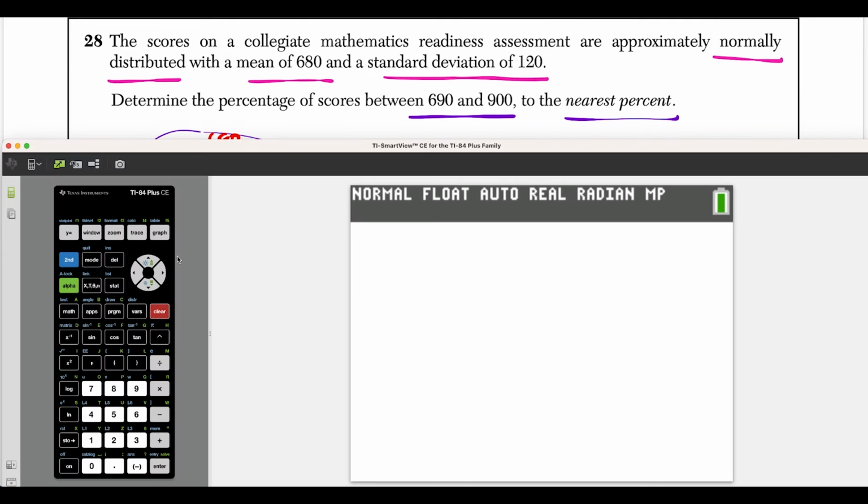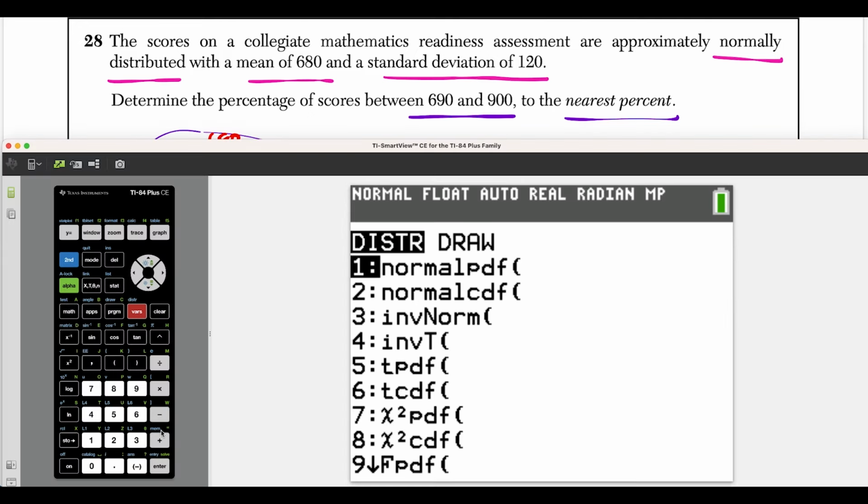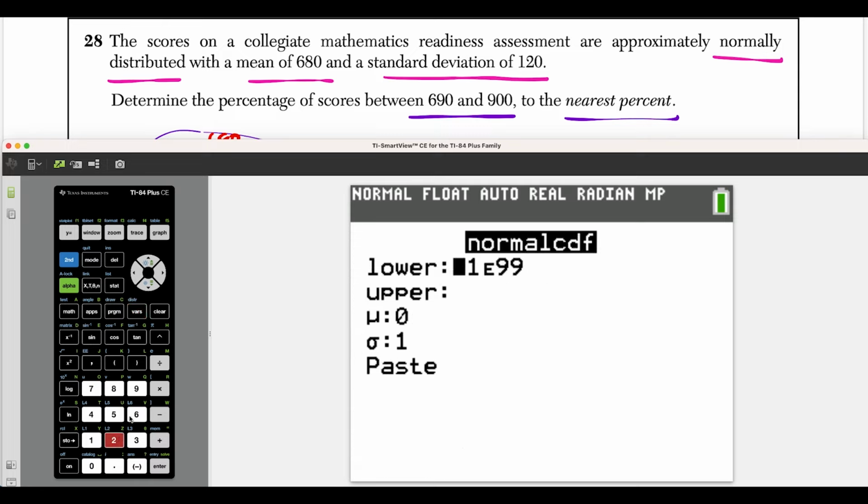So now what we do here is we're going to press second vars, and we're going to do normal CDF. That's number 2. And what we're going to do is we're going to have a lower limit here. And our lower limit is going to be 690. So we're going from 690 to 900. And then this first term here, so I'm pressing on, not 0.